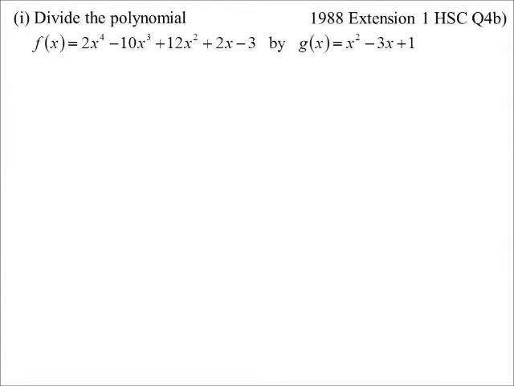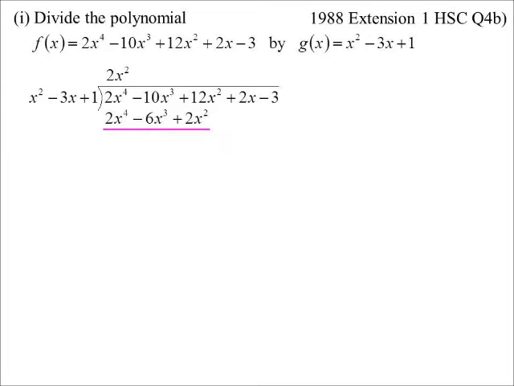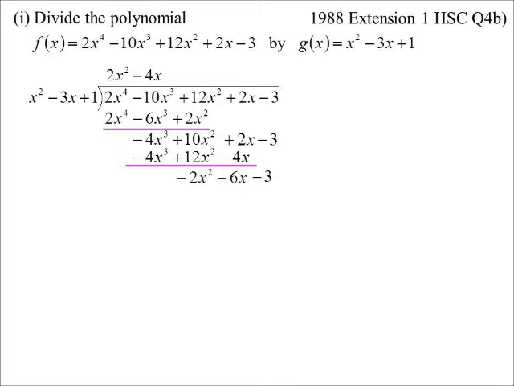Let's try another one. Oh, even further back, 1988. This time it's by x squared minus 3x plus 1. Same idea. 2x to the 4 divided by x squared is 2x squared. Multiply out. Subtract. Now we keep going. Minus 4x cubed divided by x squared is minus 4x. Multiply out. Subtract. Yes, we can keep going. Minus 2. Multiply out. Subtract.